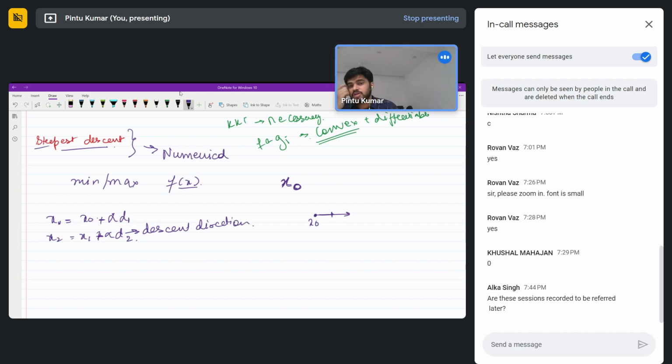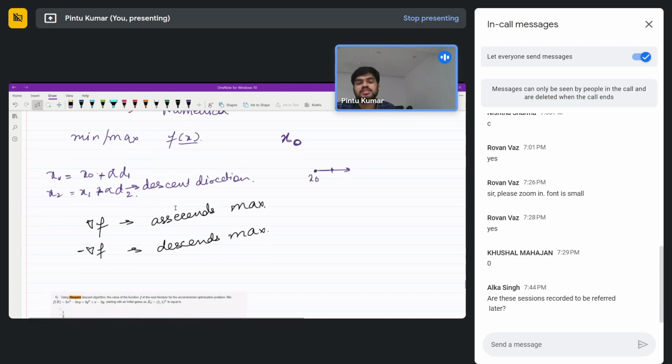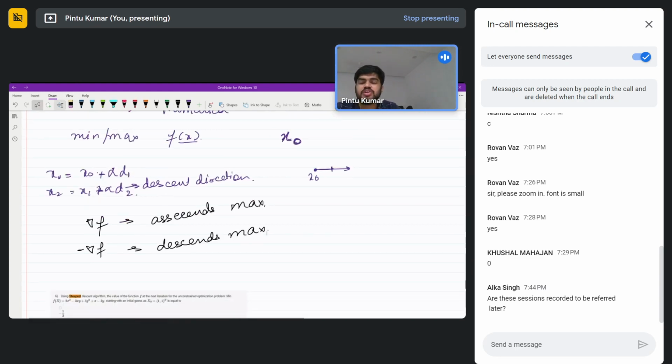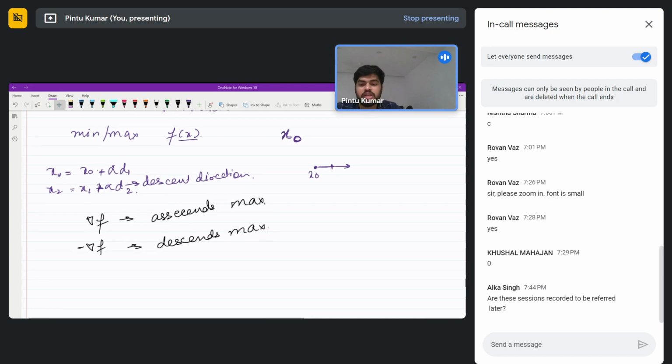Now when we talked about gradient, we said that the gradient of any function is the direction in which the function ascends maximum. So we know that this is the direction in which our function will ascend maximum. If we take the negative of our gradient, that is the direction in which our function descends maximum. So an algorithm that is also known as gradient descent or steepest descent can be formulated.